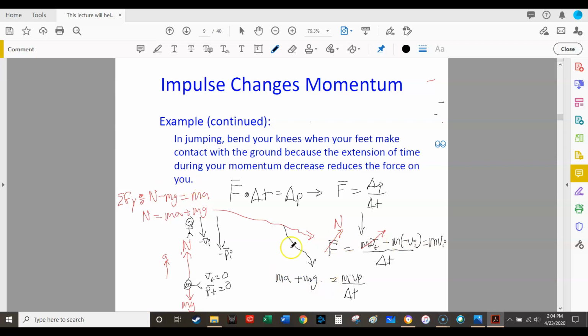So here's what we're talking about. In both cases, your change in momentum is mass times velocity, right? But as you hit the ground over a period of time, I'm just going to call it the normal force just to keep it simple.